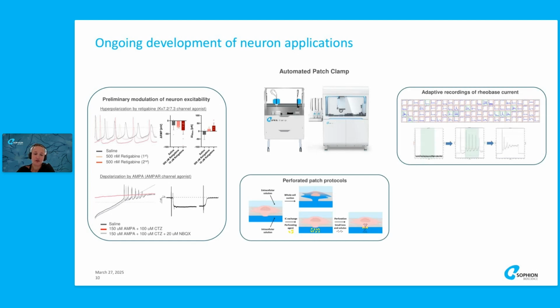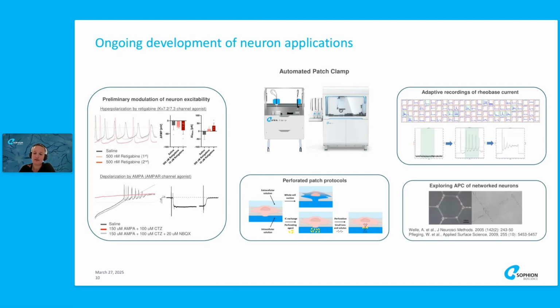Then we are also working on a perforated patch of neurons as an alternative to the standard whole cell suction. So in very brief, in this strategy, you use ionophores that insert into the membrane and provide electrical access to the interior of the neuron without compromising the integrity of the intracellular environment. And we believe this strategy might provide more physiologically relevant measurements.